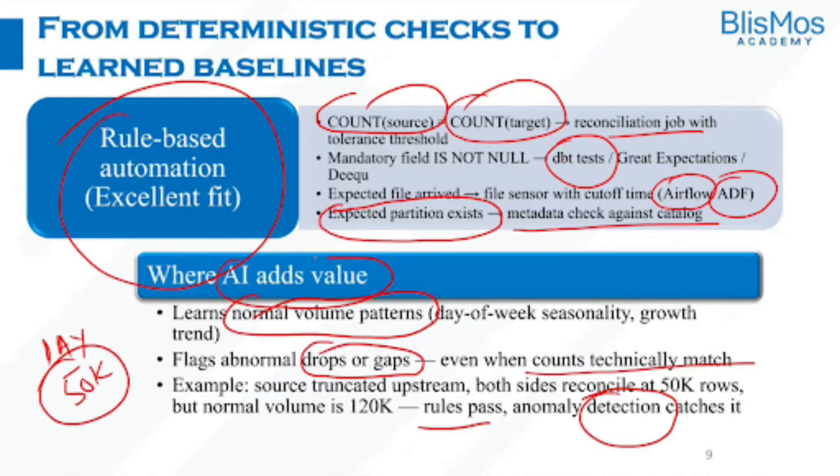So completeness tells us whether the expected data arrived. But having the data present doesn't necessarily mean it is correct. In the next video, we'll look at data accuracy testing.